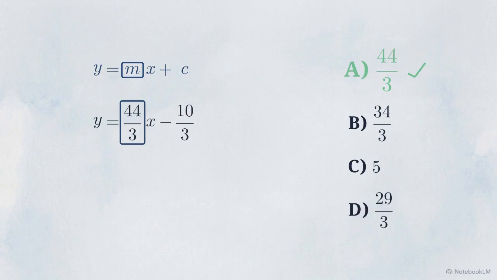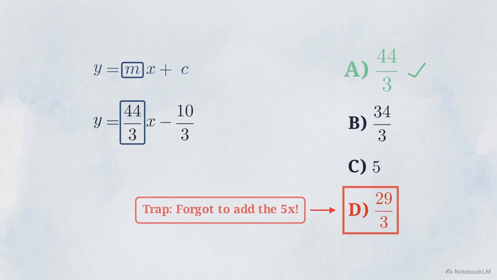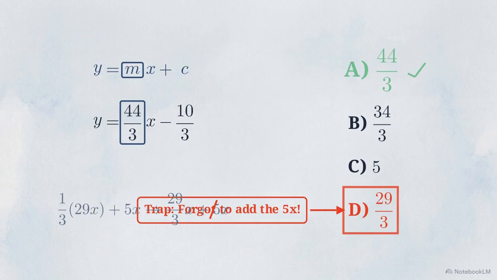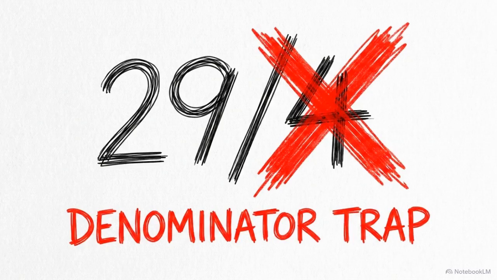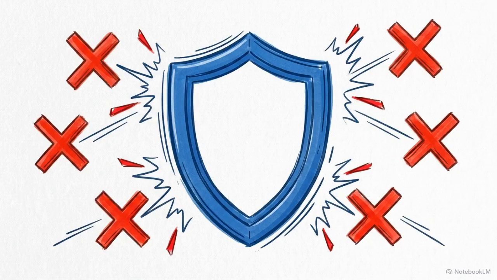Let's look at the other options to see how examiners test for carelessness. If someone only expands the bracket and ignores the 5x completely, they land on option D. And if a student incorrectly changes the denominator while trying to combine terms, they think for option B. The wrong answers are engineered to match common lazy mistakes. Working methodically is your best defense against these traps.